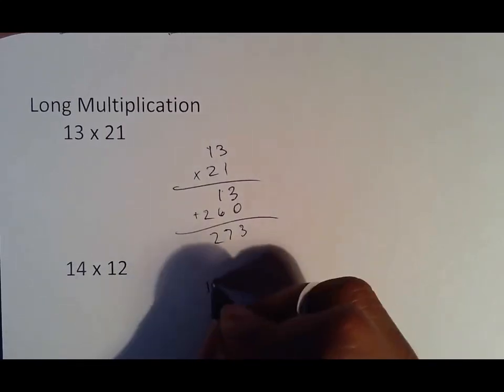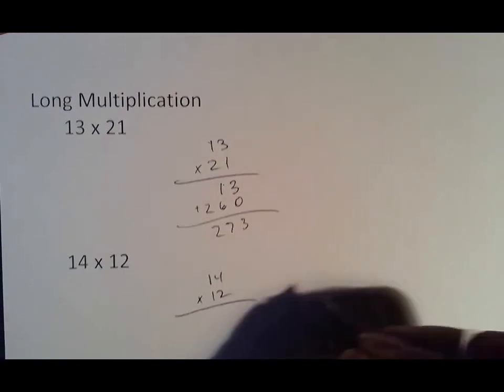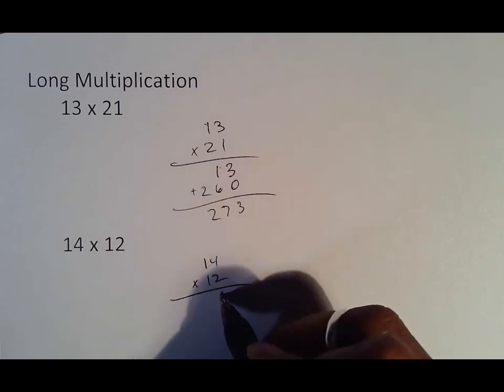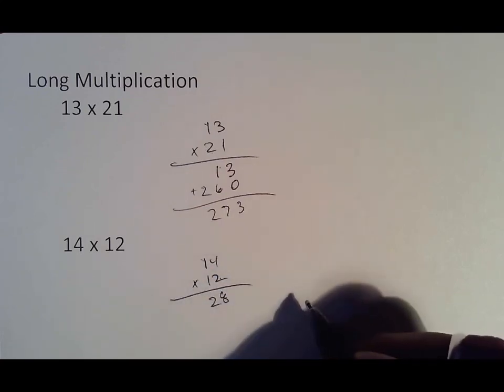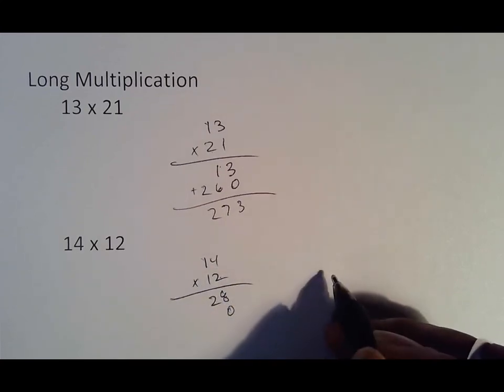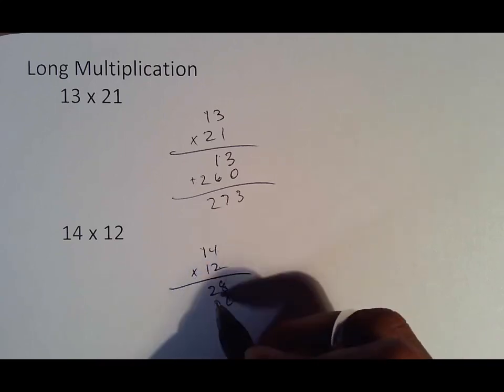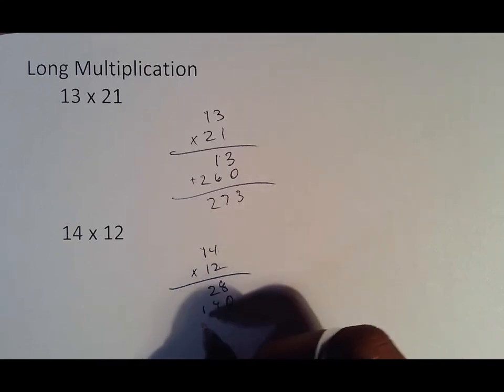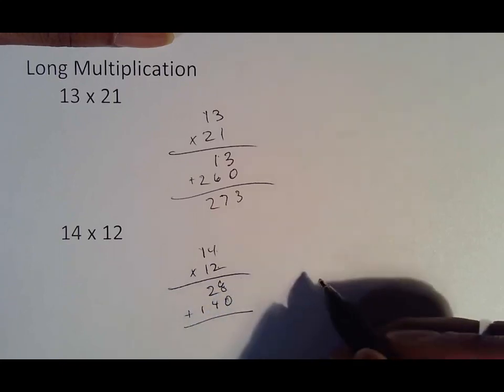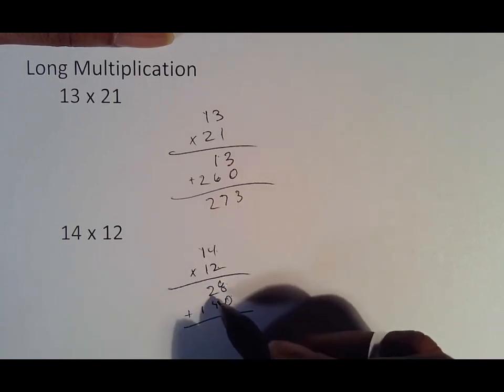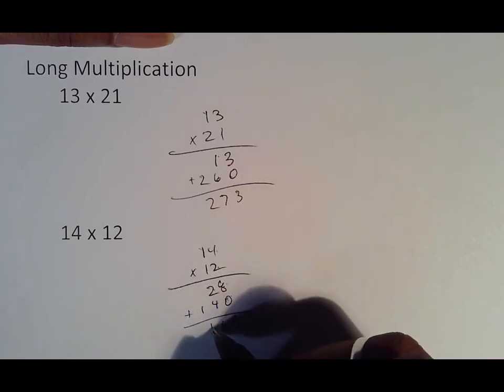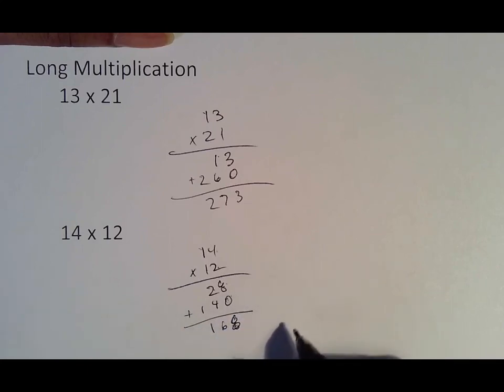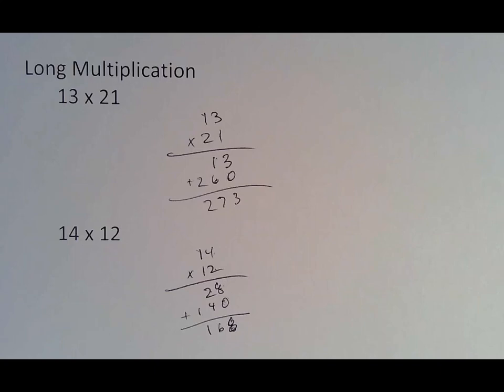If you were asked to do 14 times 12, again, the first thing you will do is 2 times 4, which is 8, 2 times 1, which is 2. Once I'm finished with 2, bring down a 0. Then 1 times 4 is 4, 1 times 1 is 1. And again, from there, add up your rows. 8 plus 0 is 8, 2 plus 4 is 6. 1 comes down, 168. And again, all these digits are the only ones that you will copy over.